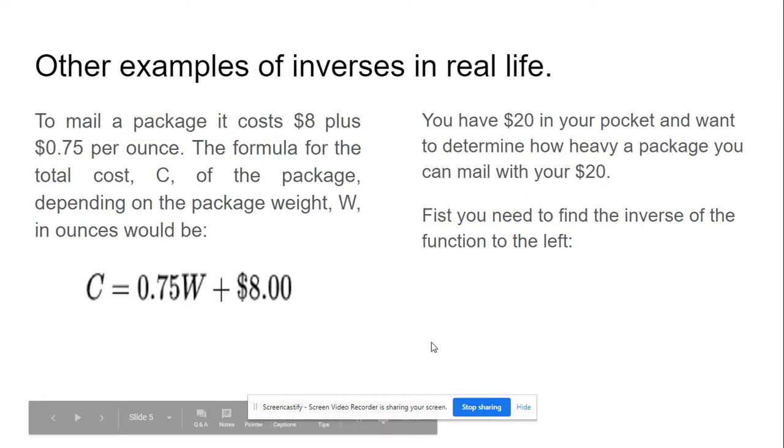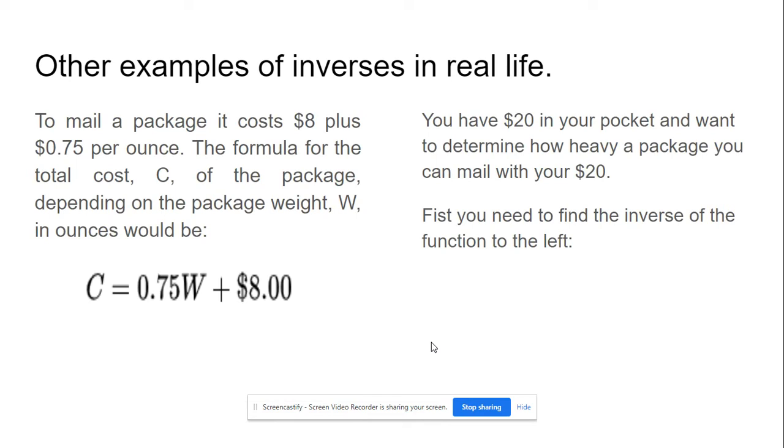Here's another example of inverses in real life. To mail a package, it costs $0.75 per ounce. The formula for the total cost C of the package, depending on the weight W in ounces, would be C equals 0.75 W plus $8.